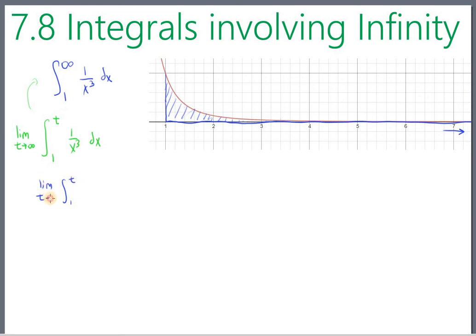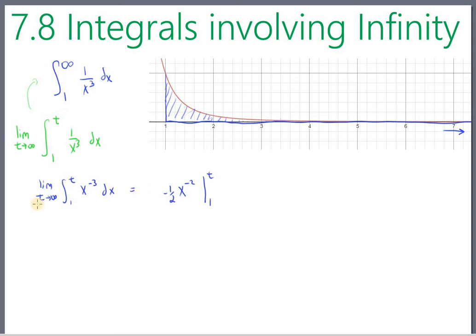The limit as t goes to infinity of the integral of x to the -3 dx. We'll put it in the calculus-friendly form, and then we'll just integrate like normal. So this will become x to the -2, and I'll put a -1/2 out front, integrating from 1 to t.